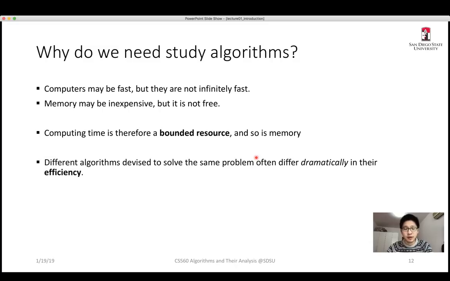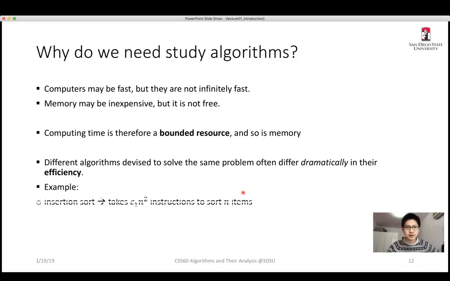Different algorithms devised to solve the same problem often differ dramatically in their efficiency. A carelessly designed algorithm may cost dramatically more resources, whether time or memory, than a well-designed algorithm. To showcase this, we have an example here, which is to compare two sort algorithms.